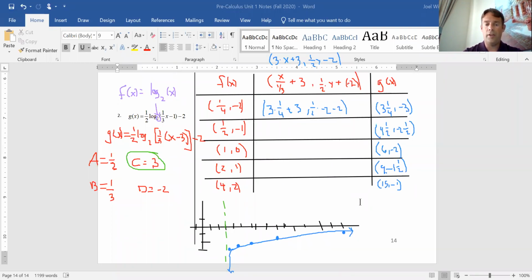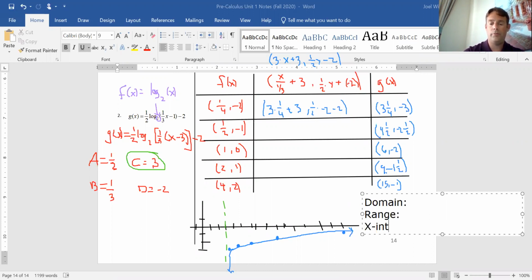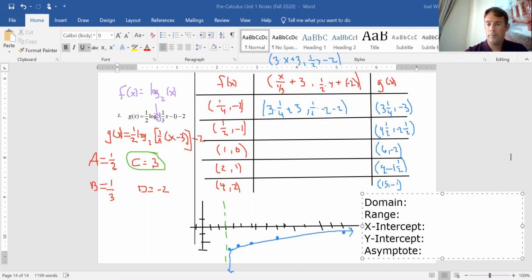And we can use that now to answer some of our questions here. So domain, range, x-intercept, y-intercept, and our asymptote. Well, the asymptote is pretty easy to see. Again, it's just a c value. So the asymptote is x equals 3.